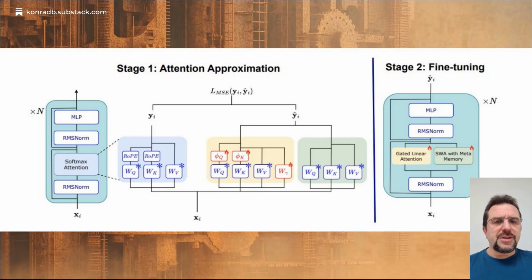Figure 1 illustrates Lizard's two-stage training approach. It's a process that avoids the massive cost of training a model from the ground up. In the first stage, new efficient attention modules are trained to mimic the original, powerful but inefficient softmax attention of a pre-existing model. The original attention acts as a guide.